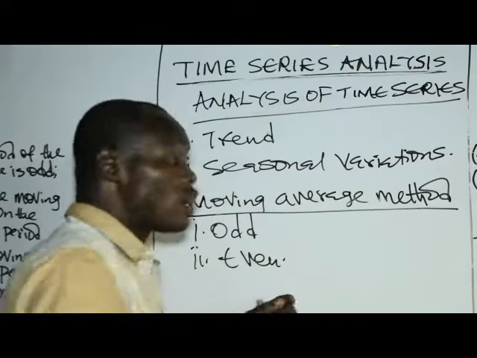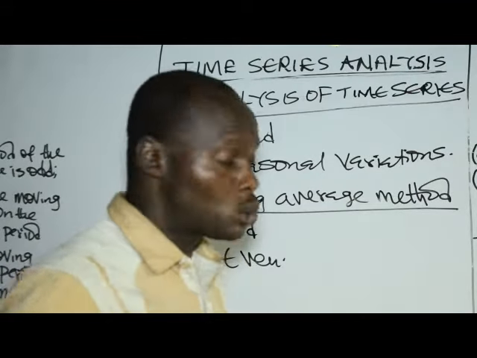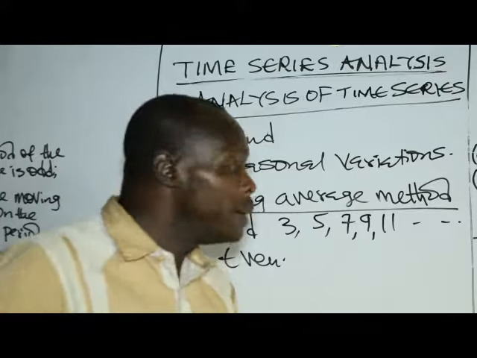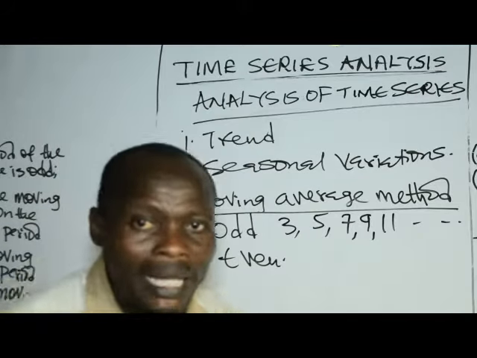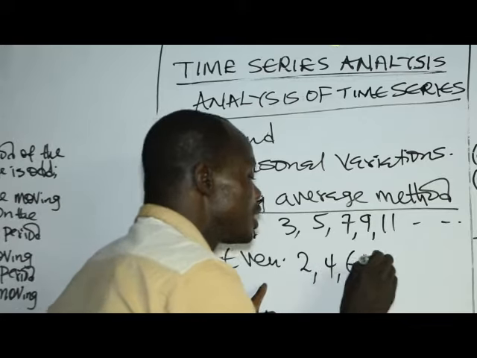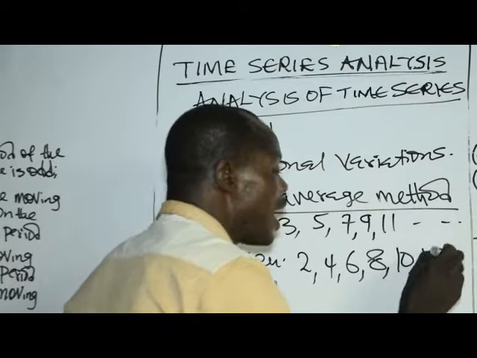Remember, odd numbers are numbers that cannot be divisible by 2. Numbers such as 3, 5, 7, 9, 11, etc. These are odd numbers. But numbers that can exactly be divisible by 2 are said to be even. Even numbers are numbers that can exactly be divisible by 2 without leaving any remainder. Examples of even numbers are 2, 4, 6, 8, 10, 12, etc.